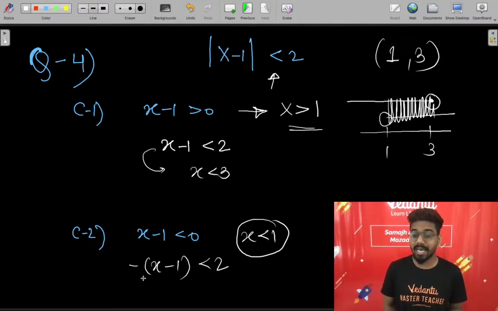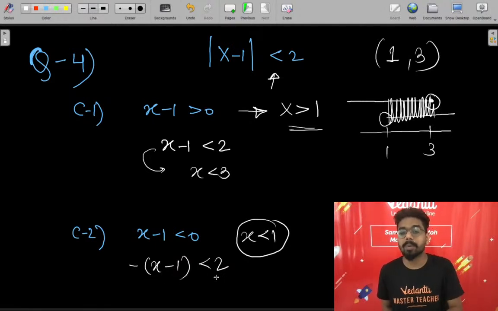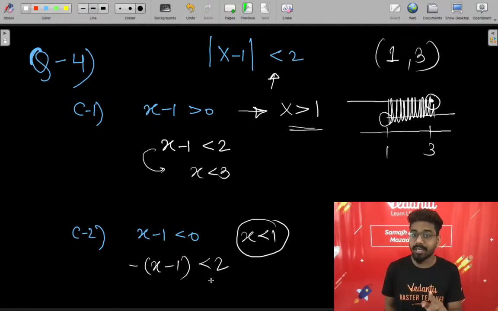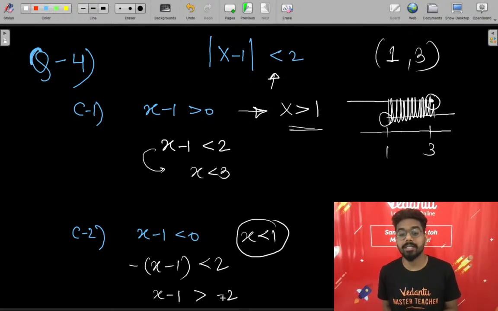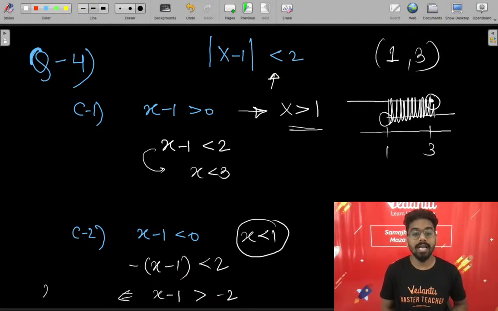Now since there is minus sign, you have to make coefficient of x equals to 1. So for this I need to multiply minus 1 both the sides, and when rule number 3, when we multiply with a negative number, this will become x minus 1, this will become minus 2, but the inequality sign will get changed. X minus 1 greater than minus 2, and when you will solve this you will have x greater than minus 1.